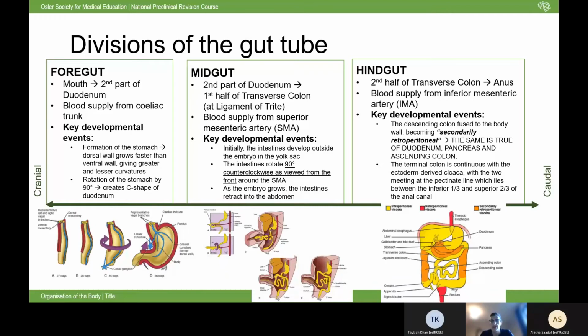It's also interesting to note that where you get the endoderm plugging into the ectoderm derived cloaca, you get this pectinate line, which is an important anatomical landmark if you're ever examining the rectum on a sigmoidoscope or by digital rectal exam. The pectinate line is important because it determines pain. If it's outside the pectinate line, typically a pathology there will be much more tender and painful than one inside the pectinate line because of the different development and the different innervation of those areas.